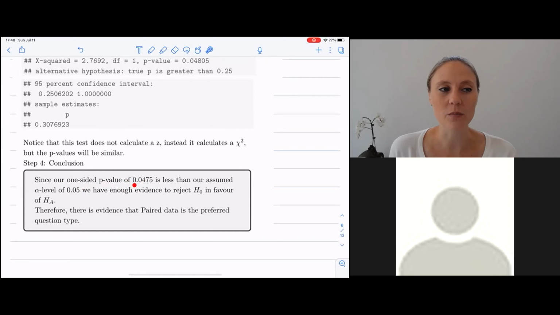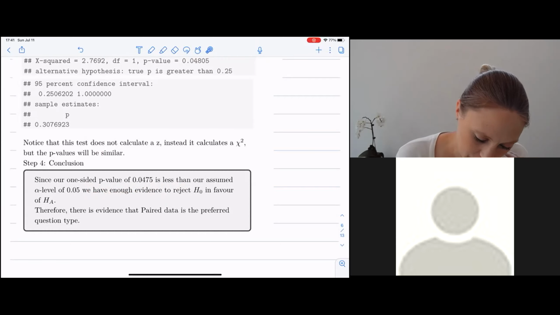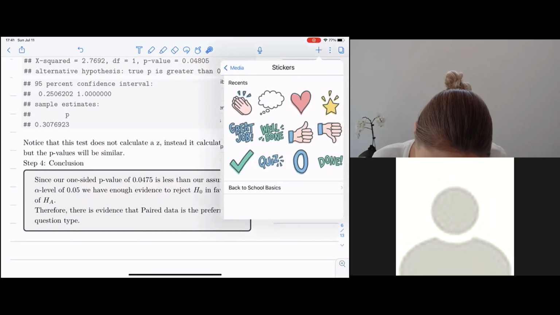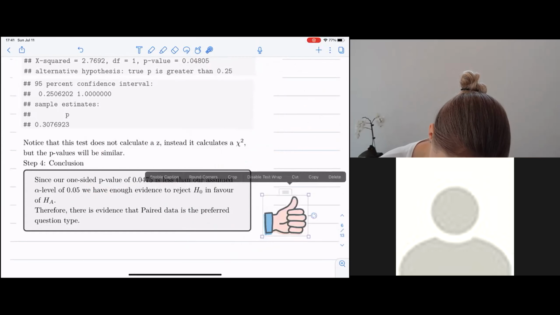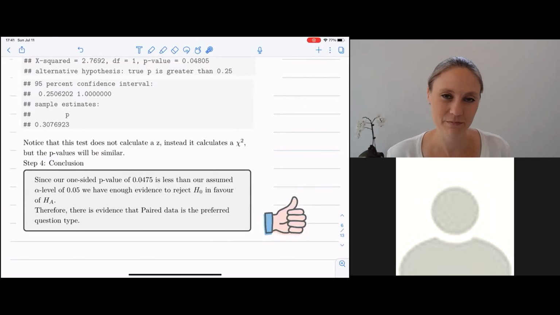So since our one-sided p-value of 0.0475 is less than our assumed alpha level of 0.05, it doesn't say what to use, so I'm using 0.05. That's our default. We have enough evidence to reject H naught in favor of HA. Therefore, you don't want to forget the conclusion in terms of the question. Therefore, there is evidence that paired data is the preferred question type. Okay. And here, preferred.